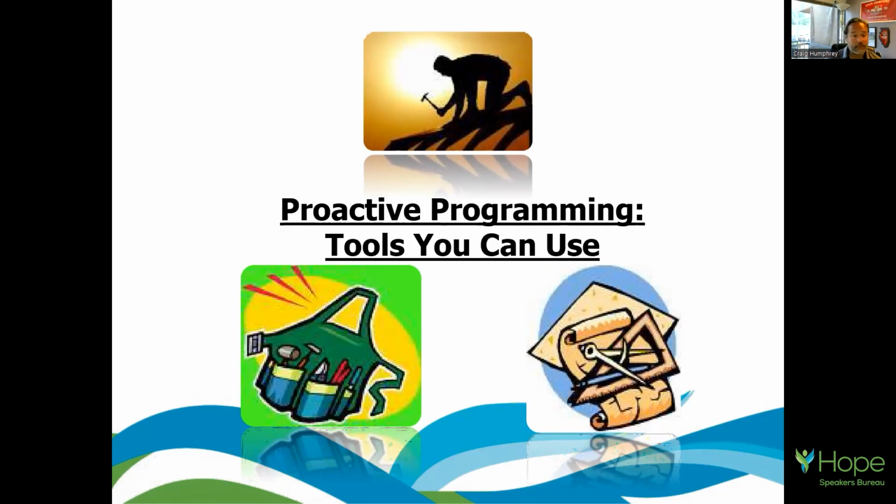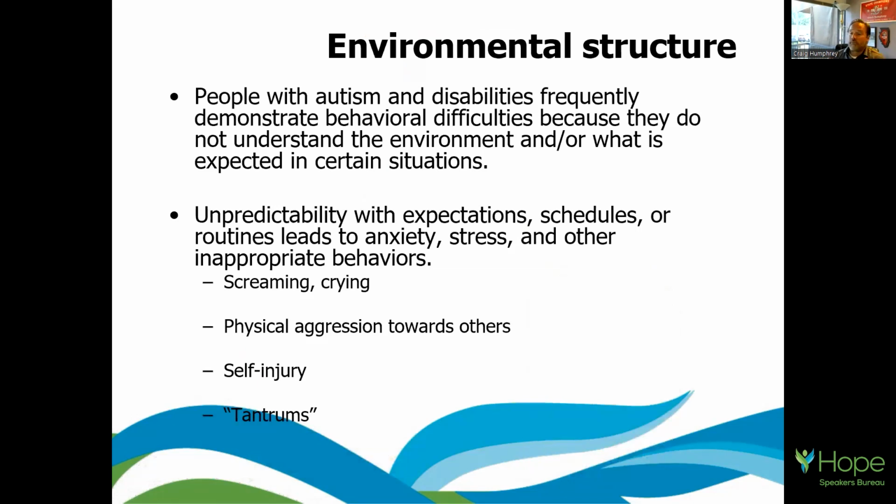So environmental structure. Think about people with autism and disabilities: often you see behavior challenges because they don't understand the environment or what is expected in certain situations. When you have that unpredictability, that gray area with expectations, schedules, and routines, you get anxiety, you get stress, you get other inappropriate behaviors. So we see kids screaming, crying, physical aggression, tantrums, shutting down.